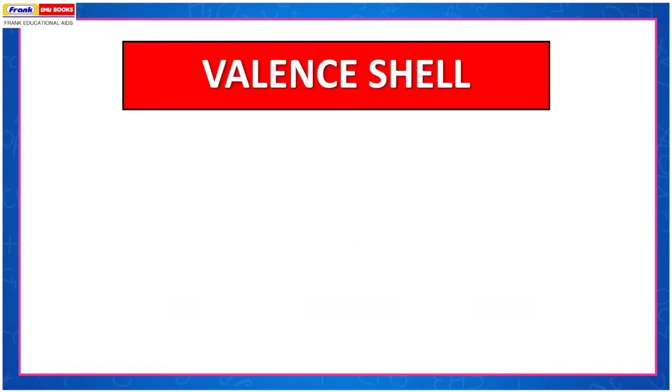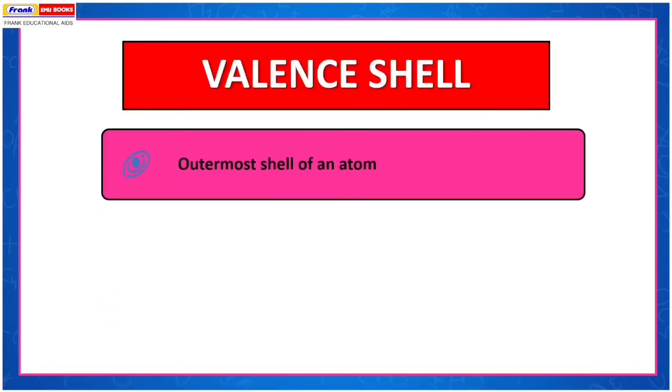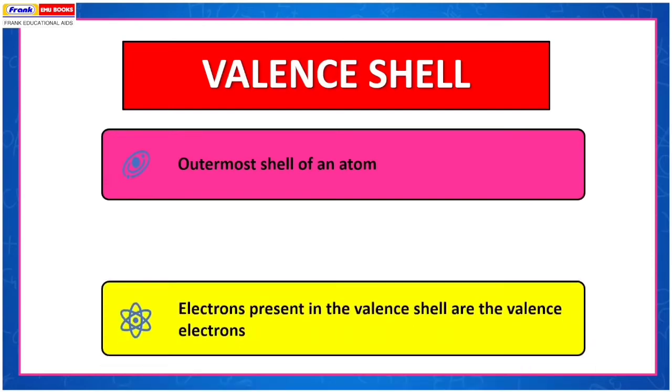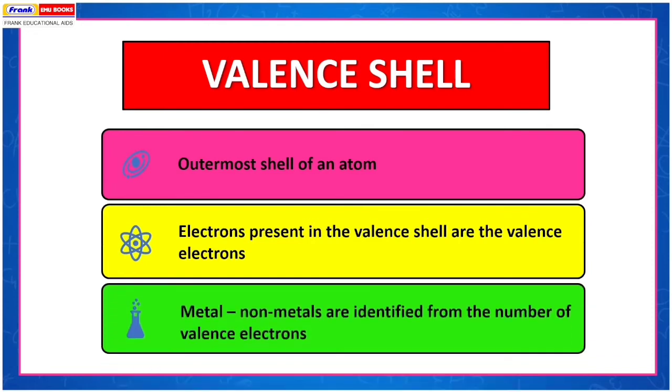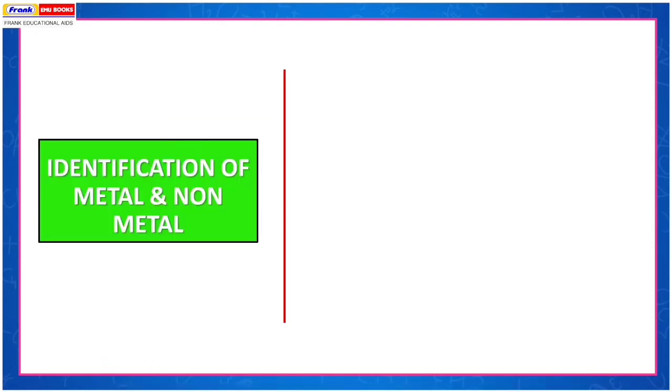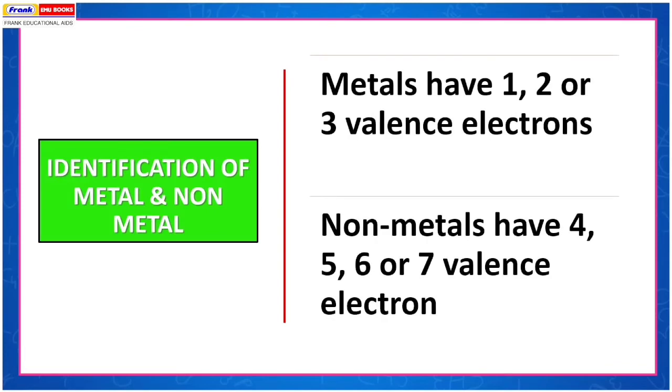Valence shell. The outermost shell of an atom is referred to as the valence shell. Electrons present in the valence shell are valence electrons. Metals and nonmetals are identified from the number of valence electrons. Identification of metals and nonmetals: metals have 1, 2 or 3 valence electrons, while nonmetals have 4, 5, 6 or 7 valence electrons.